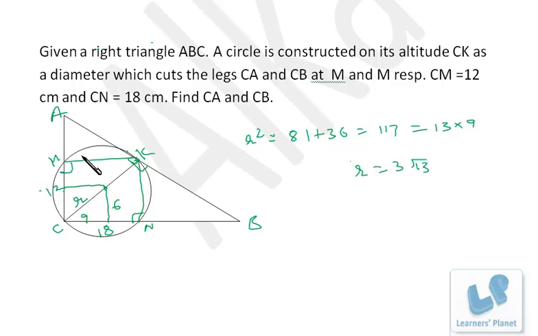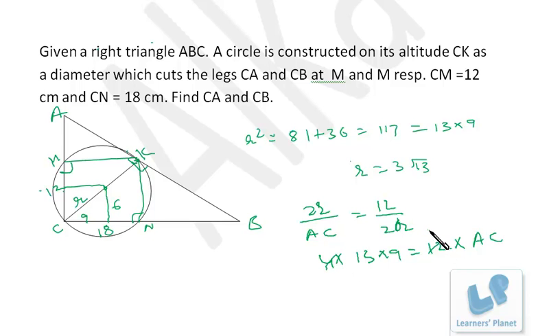Similarly, this triangle CKM will be similar to triangle AKC. Same way, we are going to compare the sides. So we'll be getting 2R upon AC is equal to 12 upon 2R. So 4R square is equal to 12 into AC. 4 into R square will be 13 into 9. That's 12 into AC. So AC will be 39. Okay, so we got 26 and 39 as BC and AC.